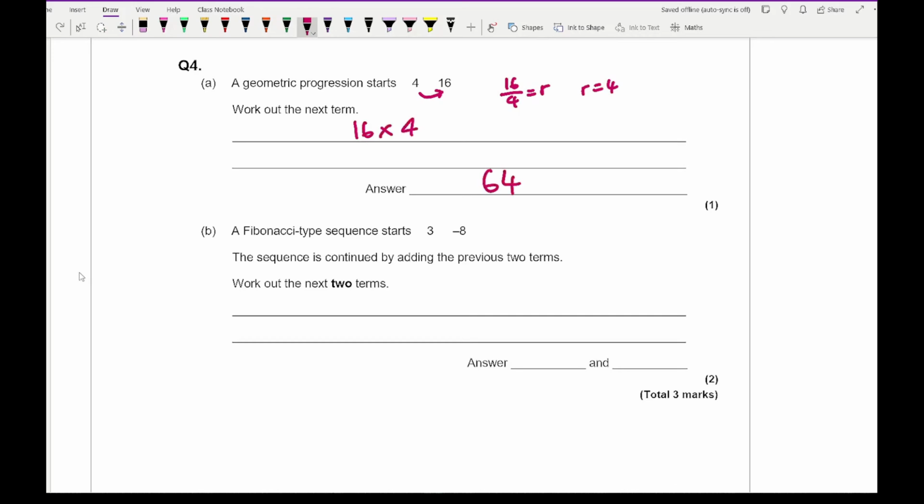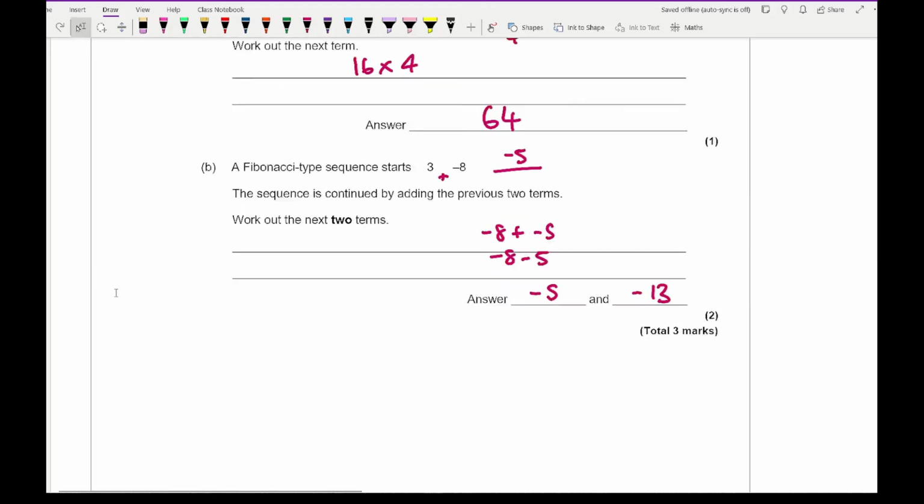Then for the Fibonacci type sequence, so this is kind of creeped in with this. With the Fibonacci sequence, it's just a case of adding the previous 2 terms. So to work out the next term, I need to add these 2 numbers together, which gives me 3 minus 8, which is minus 5. And then adding minus 8 plus minus 5, which is minus 8 minus 5, which is minus 13.